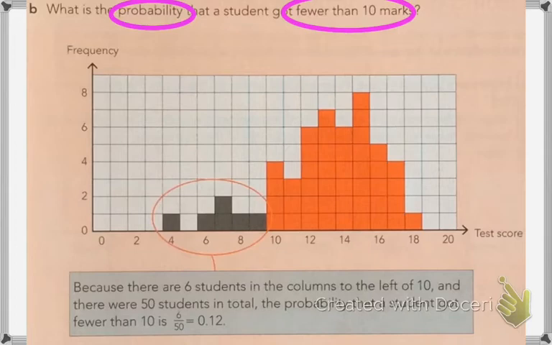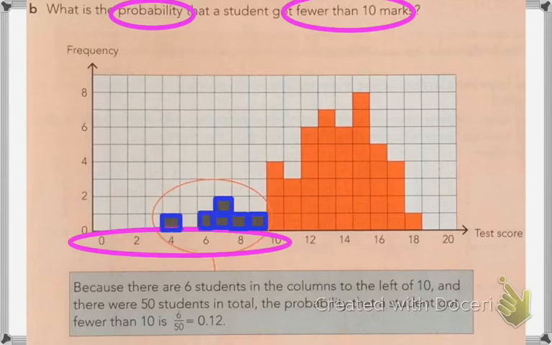So we need to go down to our test score axis and look for all the values that are fewer than 10, so below 10. It's not including 10, it's up to 10. So it's everything that's below 10. We're going to count the number of people that have scores below that. So we can see, when I drew my little blue squares, there are 1, 2, 3, 4, 5, 6 people who got a score of less than 10.